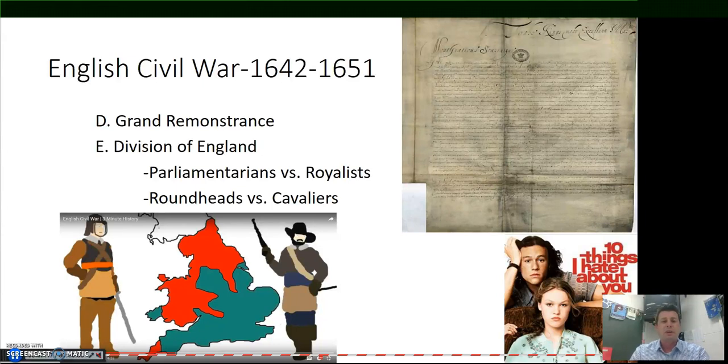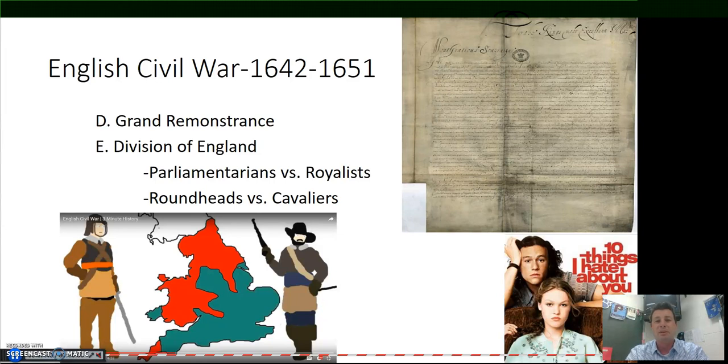So the English Civil War really kind of begins with the Grand Remonstrance. This is as a result of the dissolution of Parliament. The Grand Remonstrance that you see up here in the upper right-hand corner is really just a list of things that Parliament thinks Charles is terrible at and has been terrible at dealing with since the time Charles took over. It's kind of like an I-hate-you letter with all of the reasons why Parliament hates him.